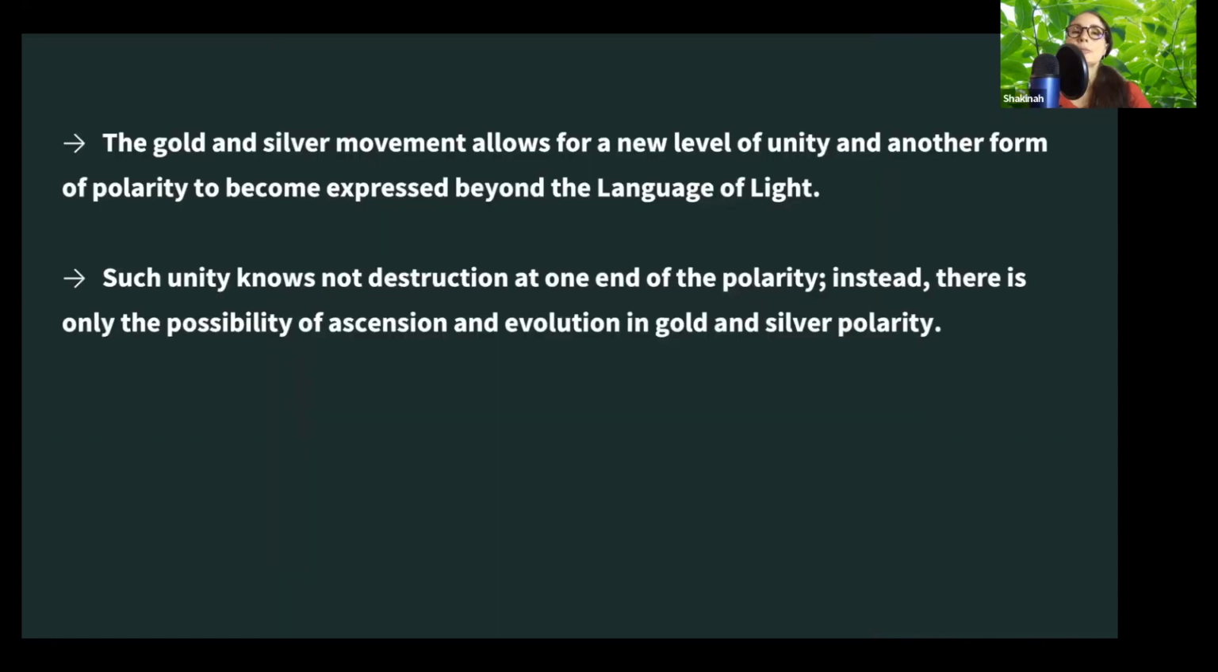The gold and silver movement allows for a new level of unity and another form of polarity to become expressed beyond the language of light. Such unity knows not destruction at one end of the polarity. Instead, there is only the possibility of ascension and evolution in gold and silver polarity.